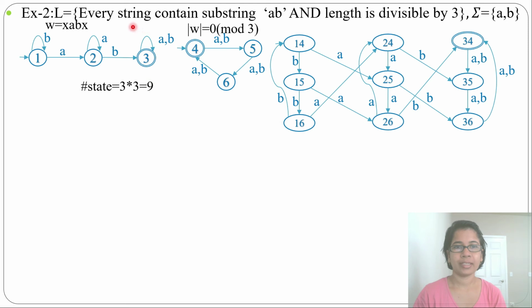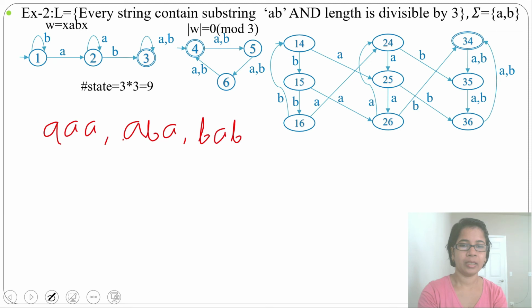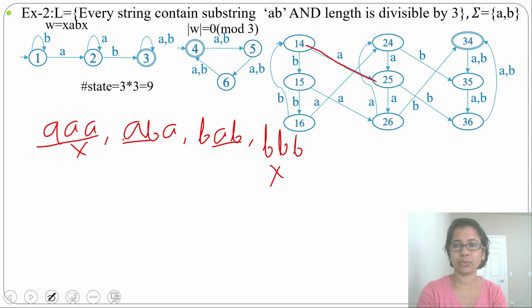And which strings will it accept? Strings containing substring AB and length divisible by 3. Just check ABA, BAB, BBB. Here this contains AB, here this contains AB, but here no AB is there. Just check triple A: all length is 3, but does it contain substring AB or not? So I'm checking triple A. From 1 4 by A go to 2 4, then from 2 4 by A go to 2 6, then by another A it will go to 2 4, and it is not a final state, so it will not be accepted.